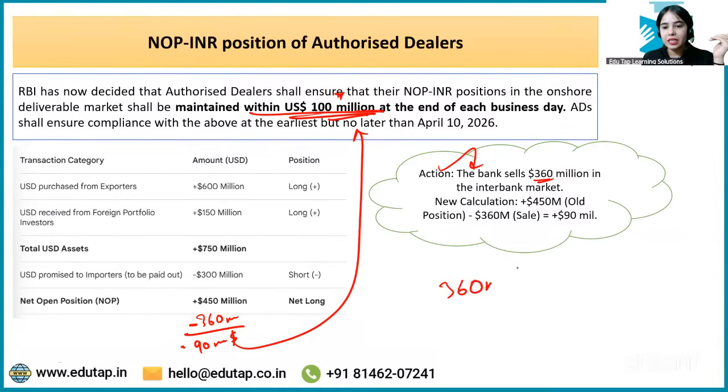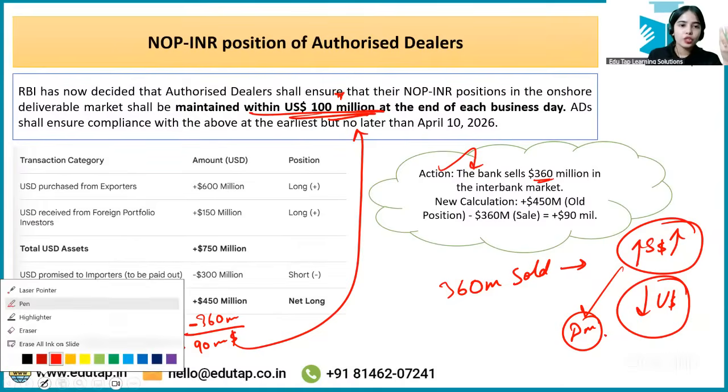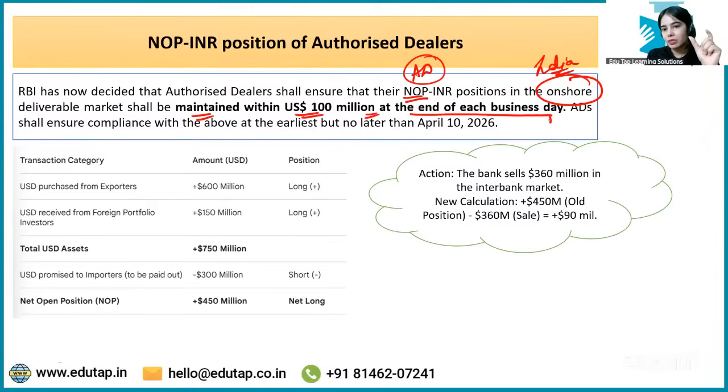Now this $360 million that has been sold in the market increases the supply of dollars in the market. With the increase in supply, the value of dollars will decrease, or at least the demand for dollars will be met now. So that is the idea. RBI was seeing very high net open positions with the authorized dealers, so RBI said that in the onshore Indian market, the net open position should be maintained within $100 million at the end of each business day. Authorized dealers shall ensure compliance at the earliest, but not later than 10 April 2026.